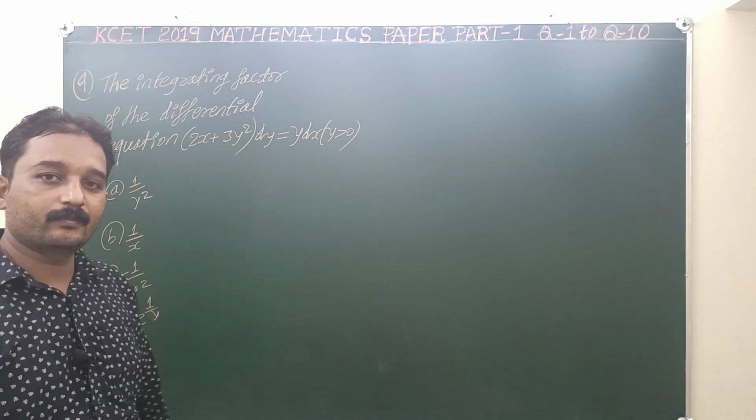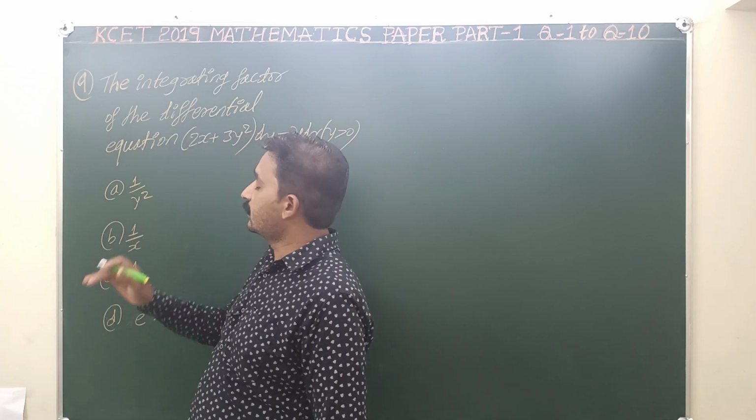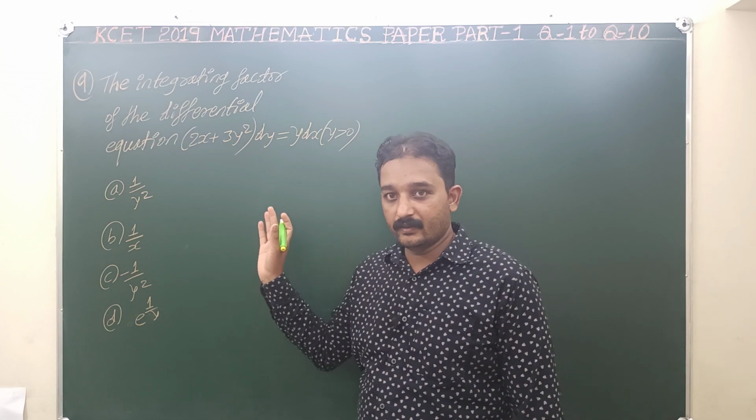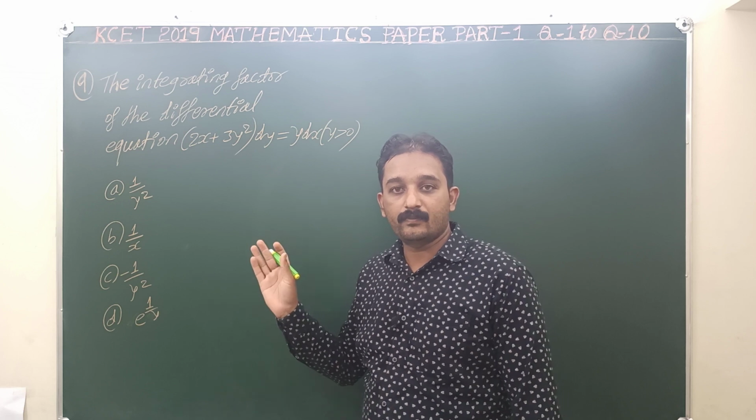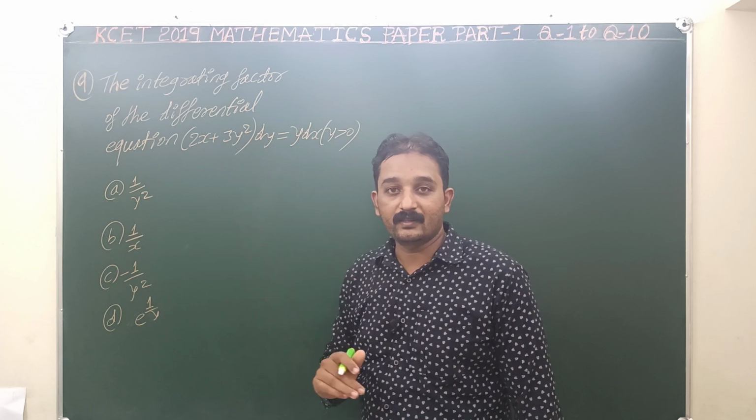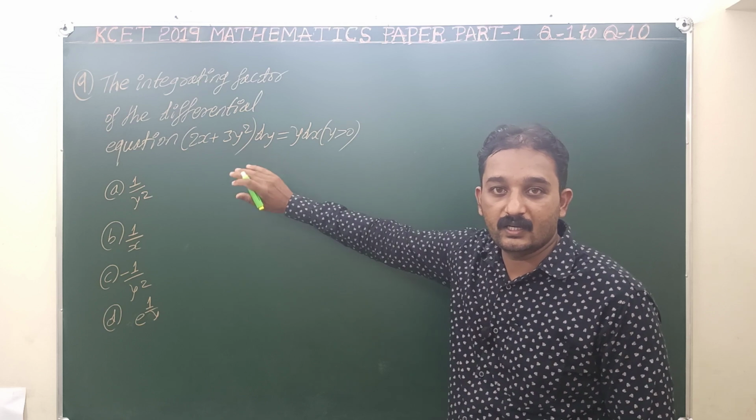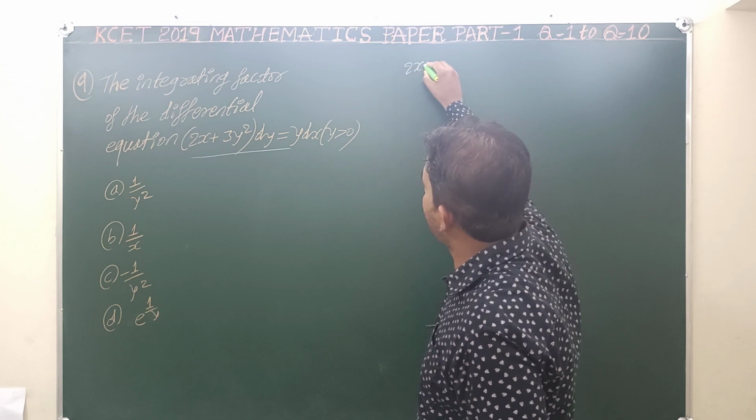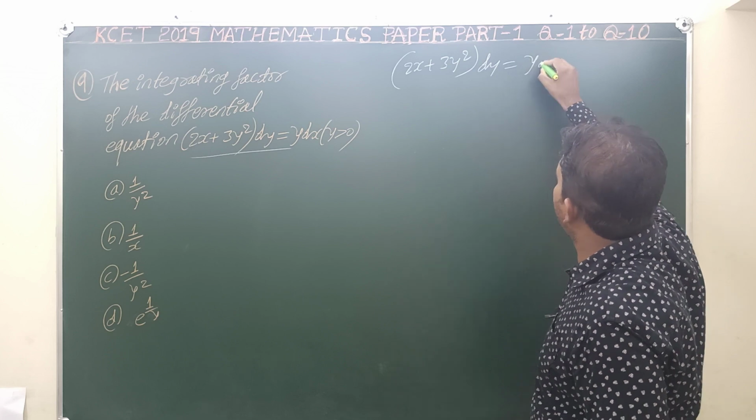Now let us move on to question number 9. Once again, this question is based on the chapter differential equation, particularly finding the integrating factor of the differential equation. Usually they ask this type of question in KCET every year without fail on this topic. Find the integrating factor of the differential equation. So here in this case, take the differential equation 2x plus 3y square dy equal to y into dx.